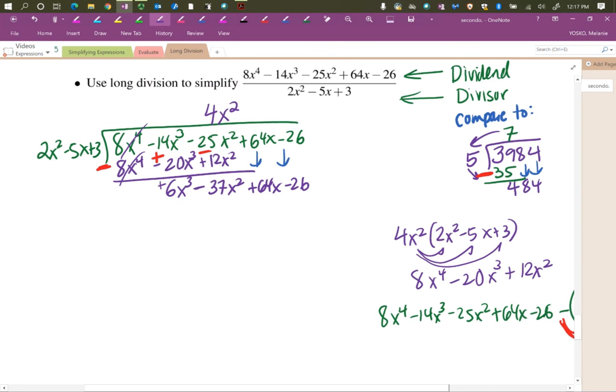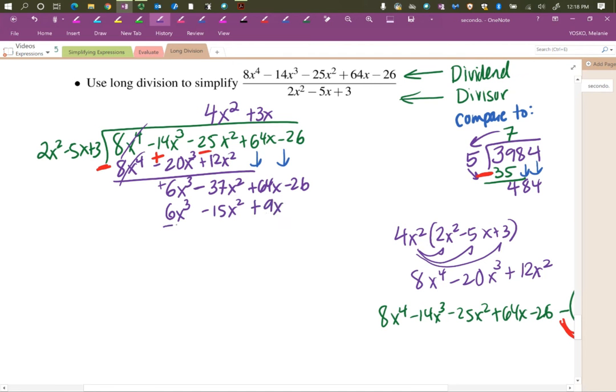2x squared times what gives me 6x cubed? Well, that's going to be plus 3x. Then we take this 3x, we multiply by every single term in that expression. Okay? So 3x times 2x squared, that's 6x cubed. Then 3x times negative 5x is negative 15x squared. Then 3x times a positive 3 is plus 9x.